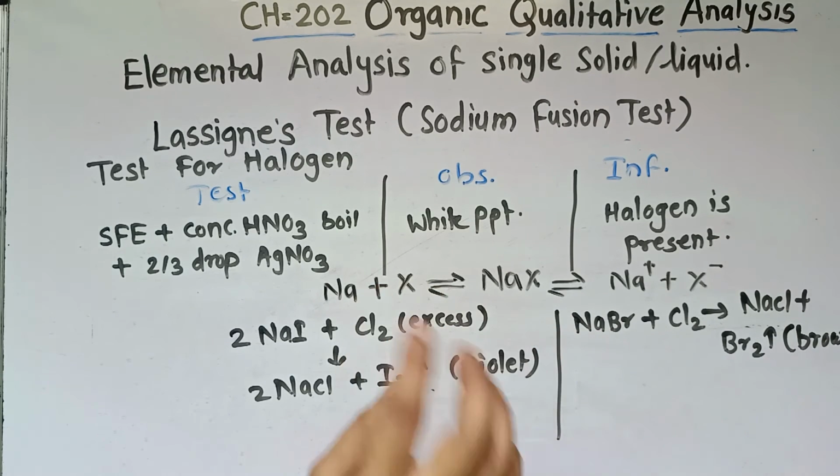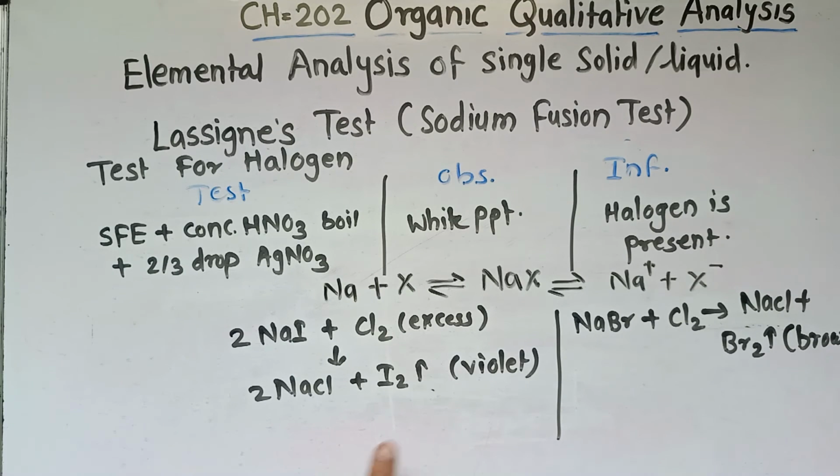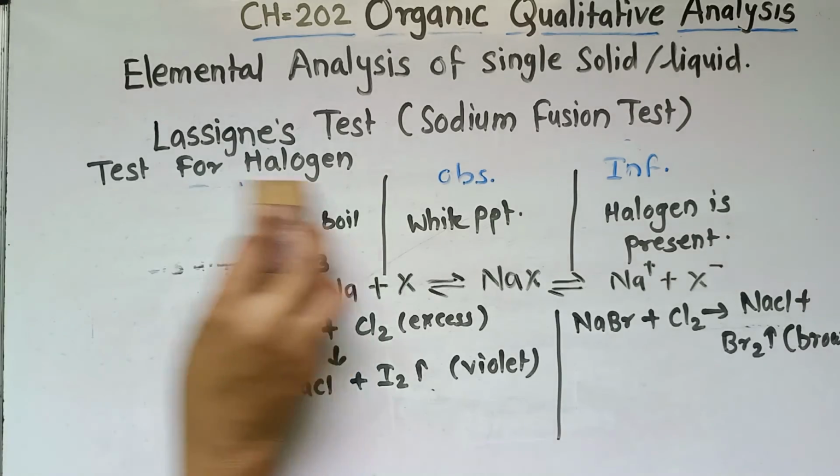And if we only get the white PPT, then we conclude that chlorine is present. So if you observe the violet color fumes, iodine is present, and if you observe the brown color fumes, then we say that bromine is present. In this way we perform the test for the halogen. And the last is the test for phosphorus.